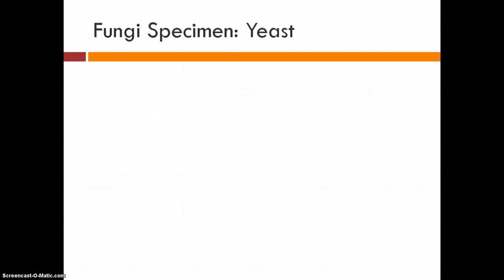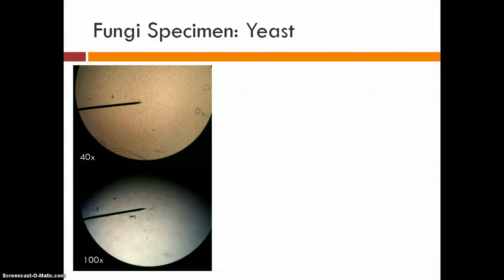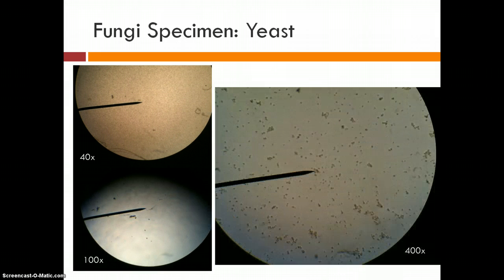So we have our specimen yeast now. The clarity of the yeast is really not so great at 40x. Still can't see very much at 100x, but once you get up to 400x, you can really see everything. So it gets greater as the magnification increases from the 40, 100 to 400. And at the last magnification, you can see the shape of the cells is somewhat rounded.